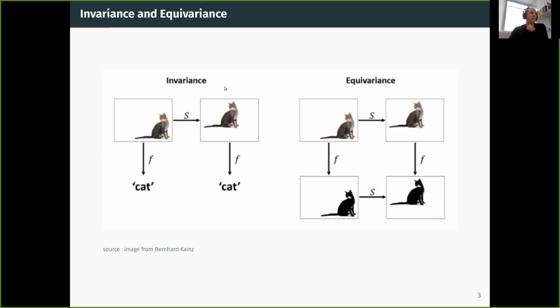So these are the two notions I will discuss in this talk: invariance and equivariance with respect to a set of transformations. So in this case, a particular set is.